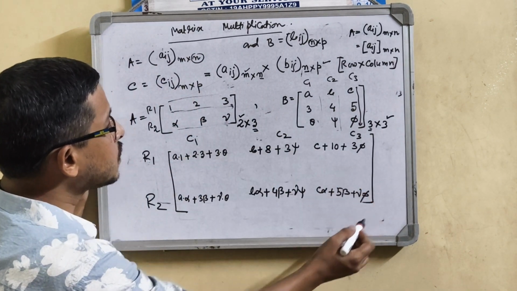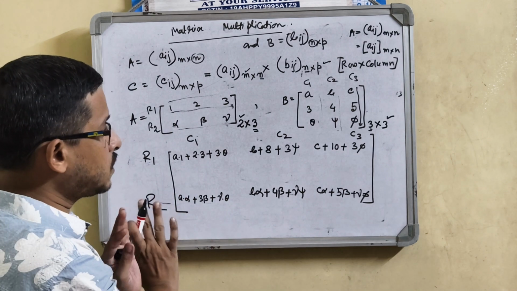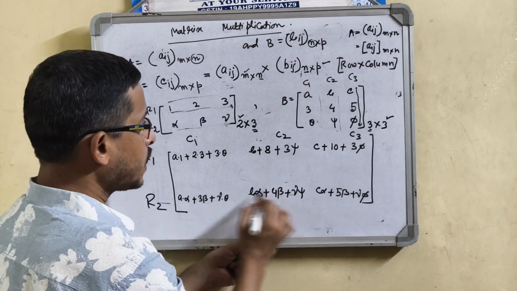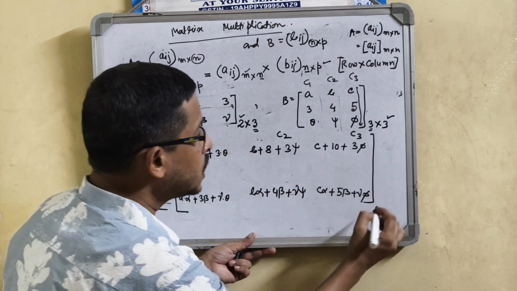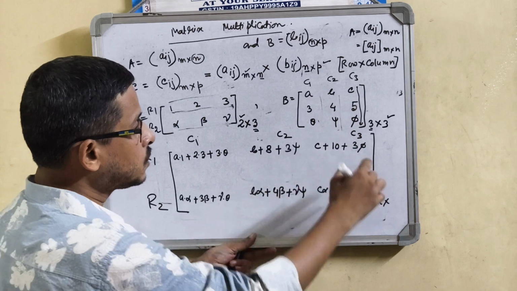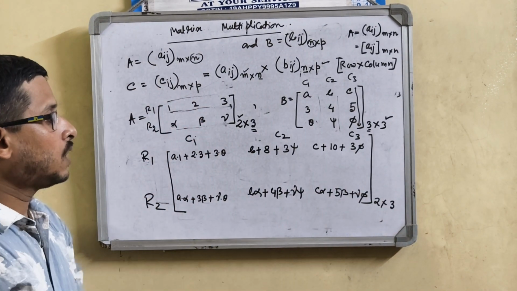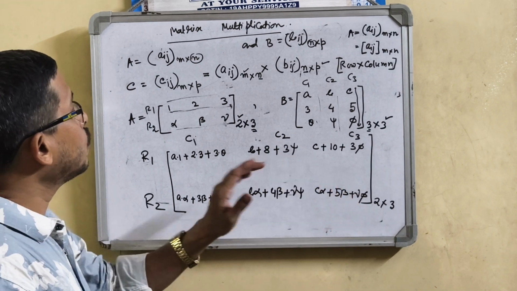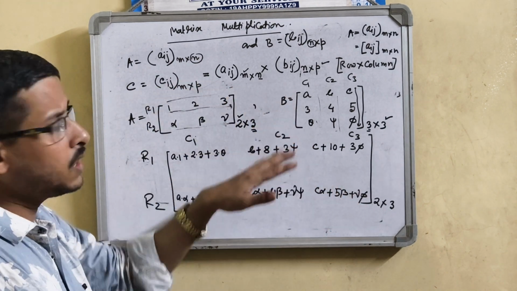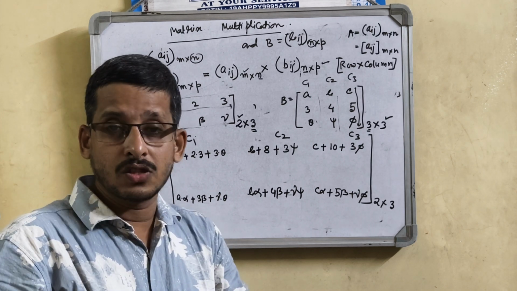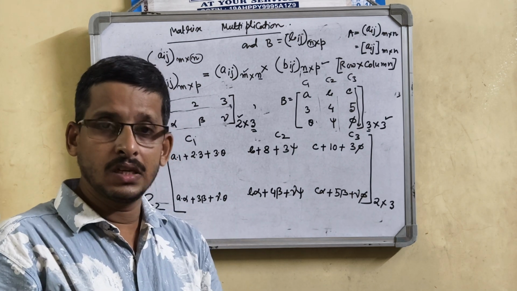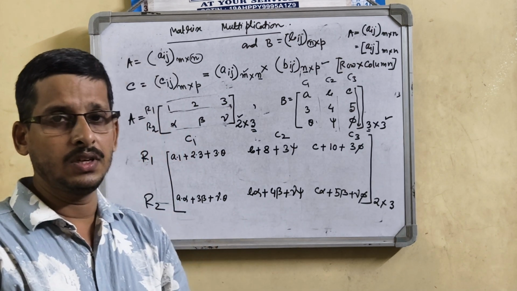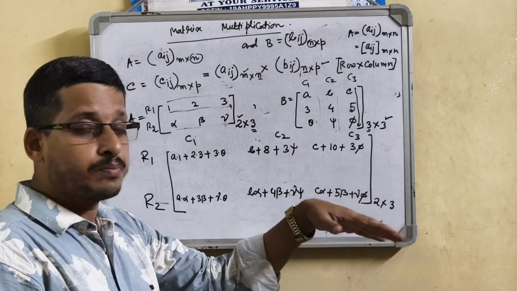Got it? So now the formation of the resultant matrix is completed. Now write down the order of the matrix. How many rows? Here 2 rows and 3 columns. This is the rule for matrix multiplication. There are many properties: matrix multiplication is not commutative, matrix multiplication is associative, and there are identity and inverse properties as well.